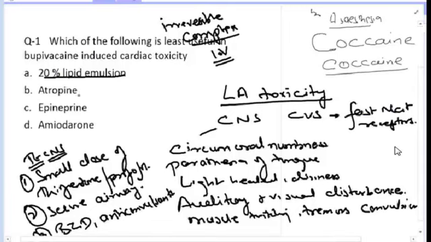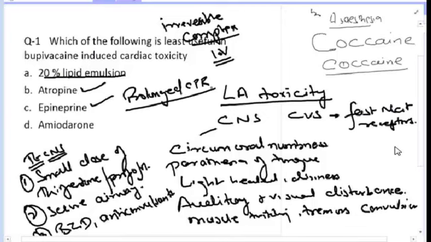Then you can give atropine, you can give epinephrine and prolonged CPR. Prolonged CPR may be required. Now, as far as amiodarone and lignocaine are concerned, they are not to be used routinely. They are only given when there is a specific indication for that. Otherwise they are not used.